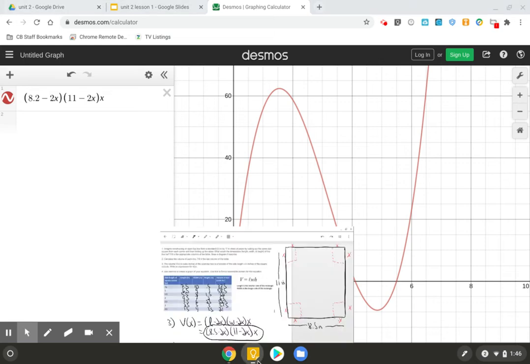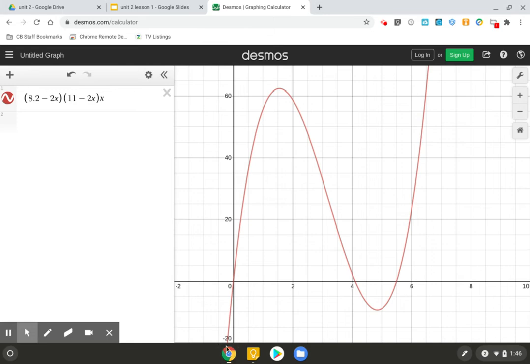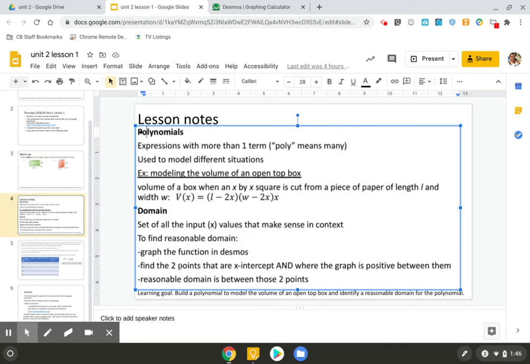So to find the reasonable domain, to answer that question, we're going to go back to our lesson notes. The reasonable domain is the set of all the input or x values that make sense in the context of the situation. In this case, the situation is making an open top box from a rectangular piece of paper. So to find the reasonable domain, we're going to graph the function in Desmos.